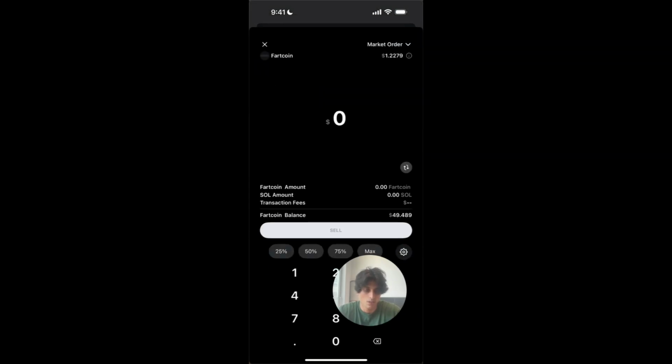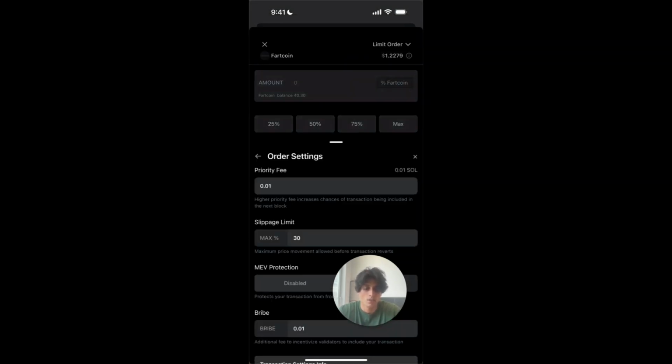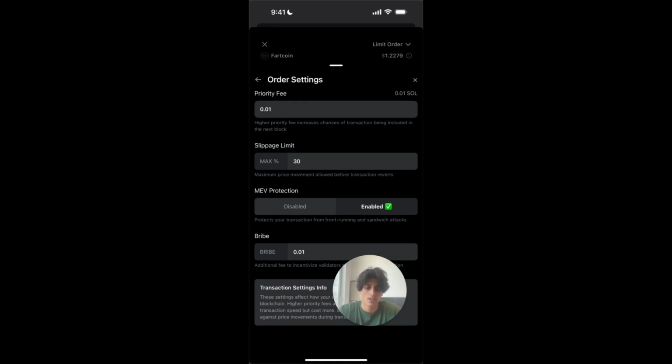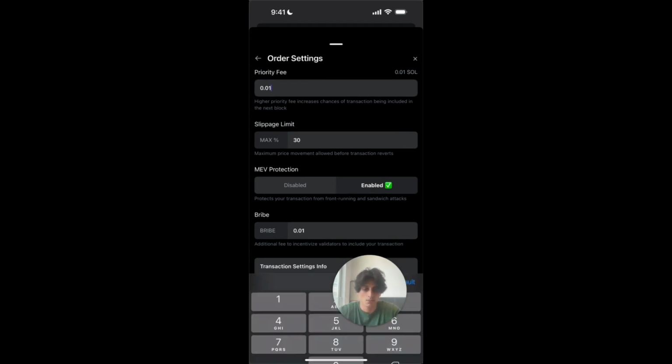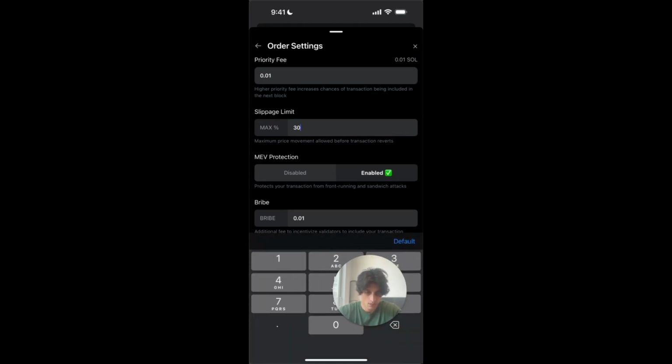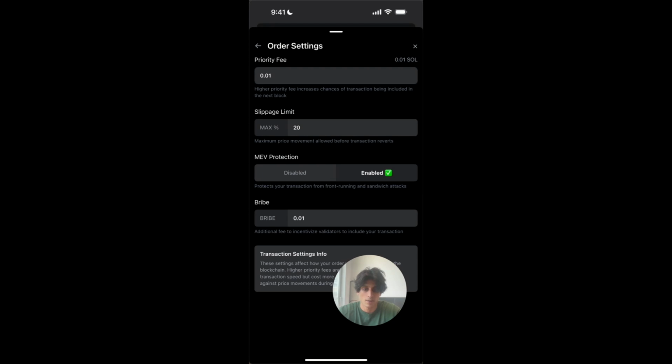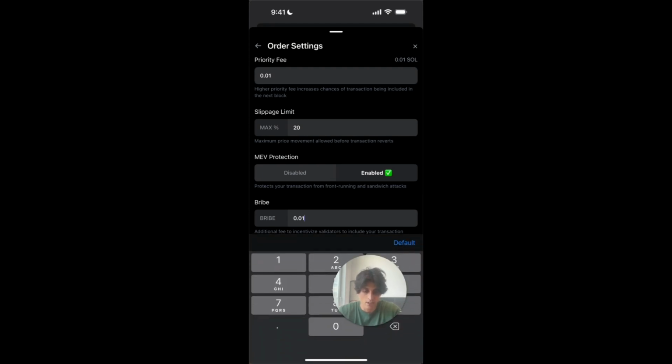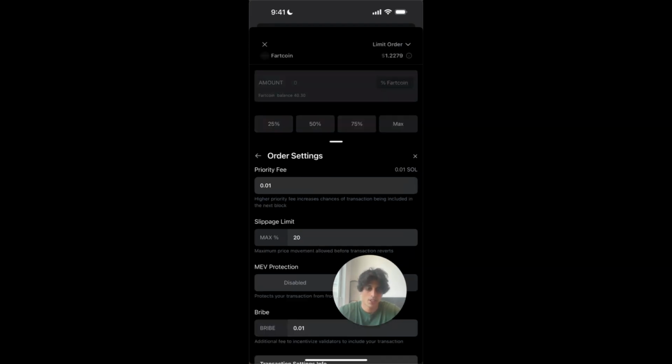One other thing I'll show you is the settings that we have for limit orders. For all those people who are a little bit more advanced, you can set certain settings. So you can adjust priority fee, you could adjust your slippage, you could turn MEV on, turn MEV off, and you could add a custom bribe if you have MEV on. And yeah, it's fully adjustable, very easy to do on your phone.